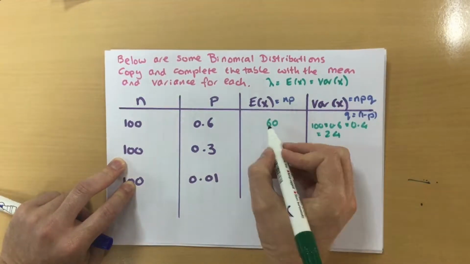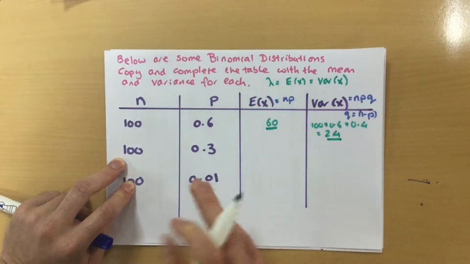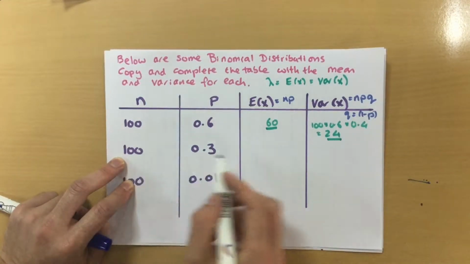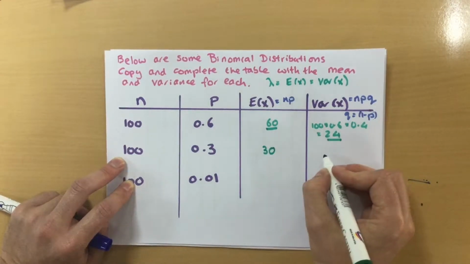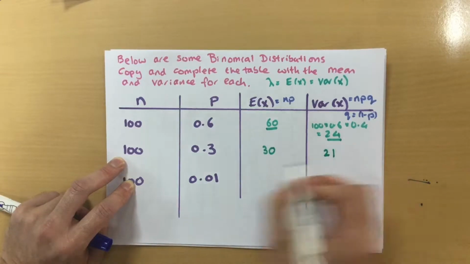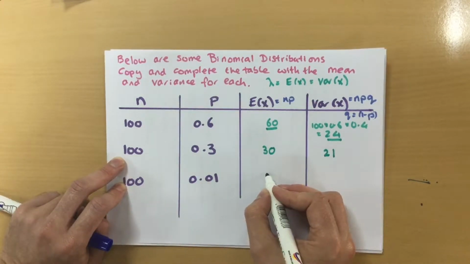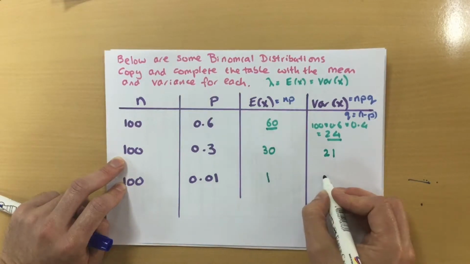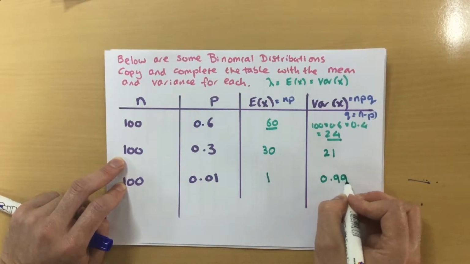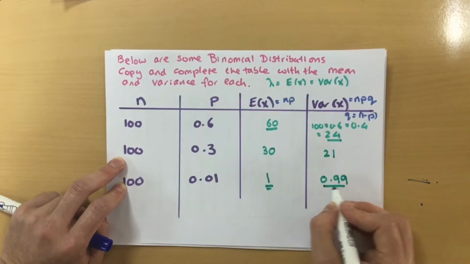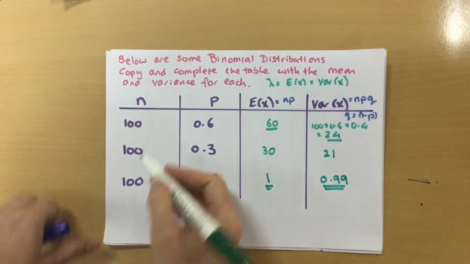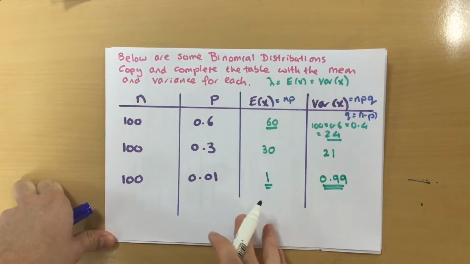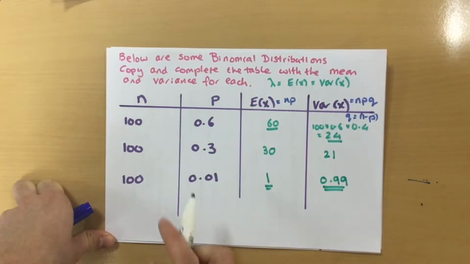So we're looking for numbers where our mean and variance are pretty much the same. This one here with a mean of 30 and a variance of 21, and this one has a mean of 1 and a variance of 0.99. And that is pretty much the same and good enough for us. So you can see, even if the n is large, to be a good approximation, we also need a particularly small p to go with it.